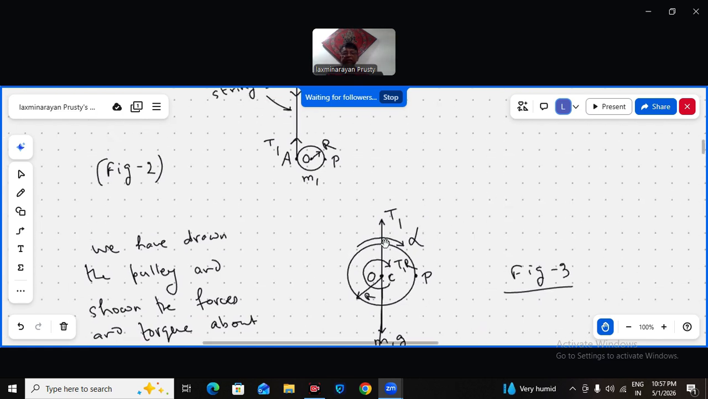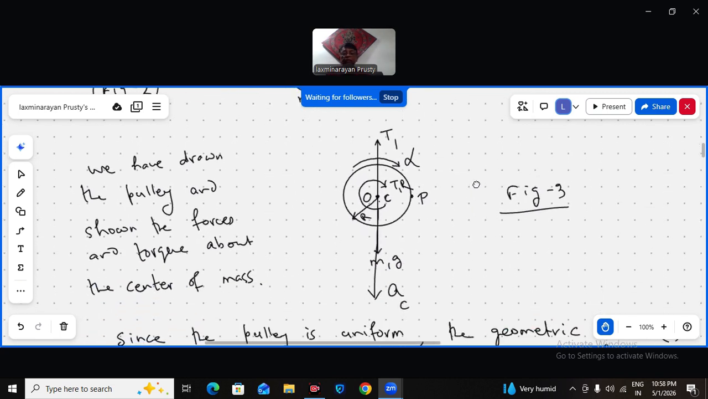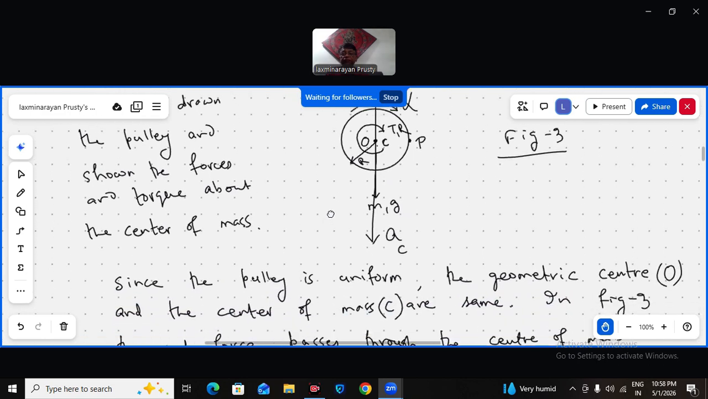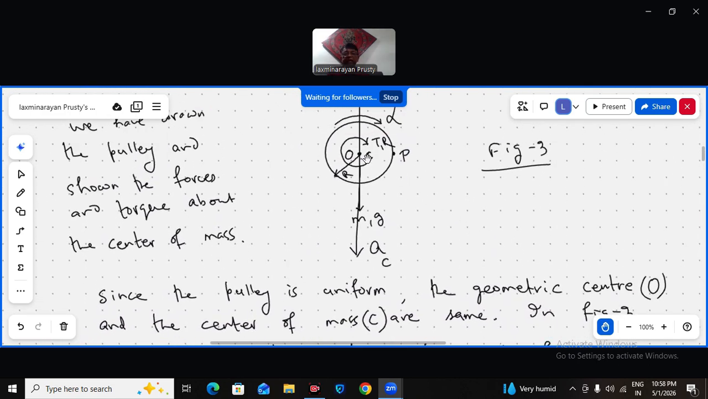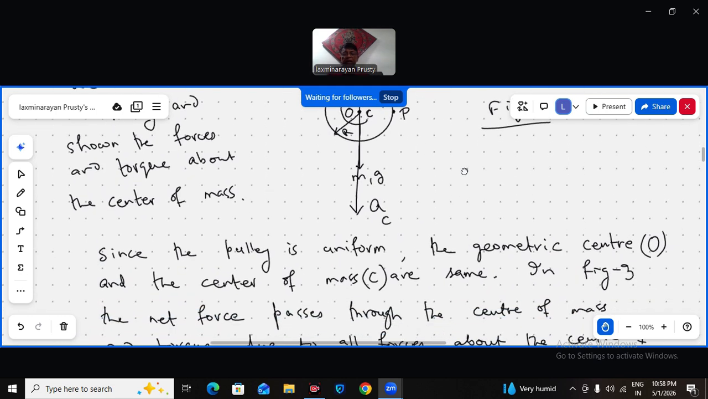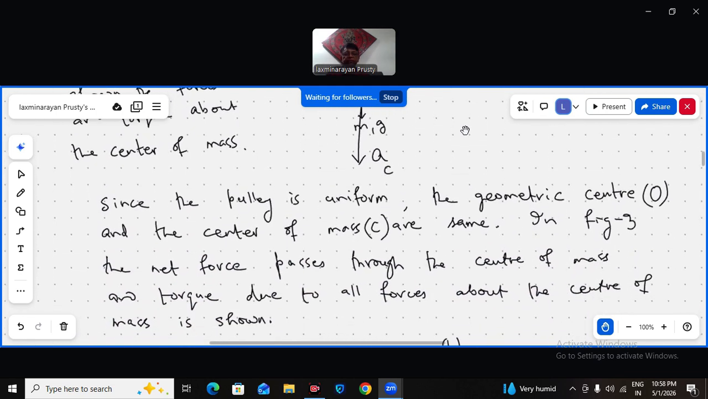So if I'm shifting T1 to the center of mass, then the torque due to T1 around the center of mass also I have to show. This is the torque, this is the alpha. Since the pulley is uniform, the geometric center and the center of mass match.